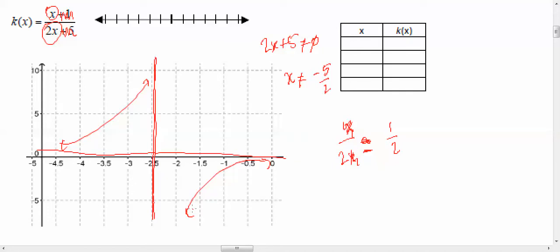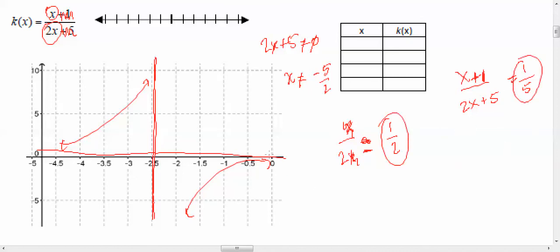What I would do if I were you is plug in a test value. I would say, well, what if x is equal to 0? If x is equal to 0, and I'm going to take a look at x plus 1 over 2x plus 5, then what's going to happen is I'm going to have 1 over 5, 1/5. So I know that the horizontal asymptote happens at 1/2, and I know that 1/5 is smaller than 1/2.